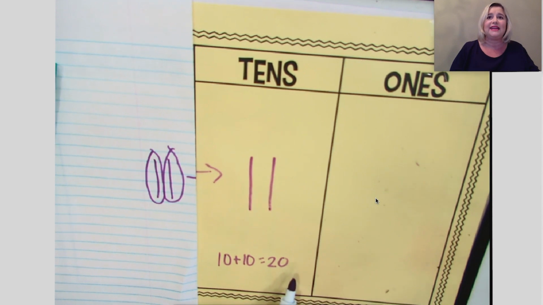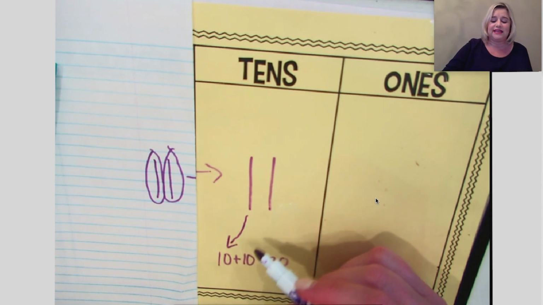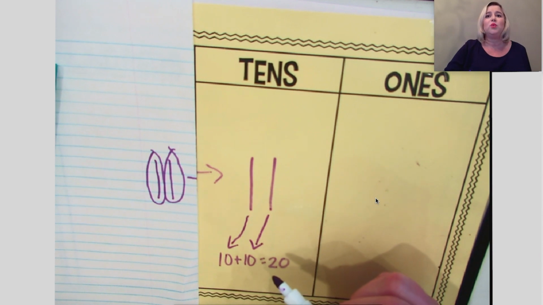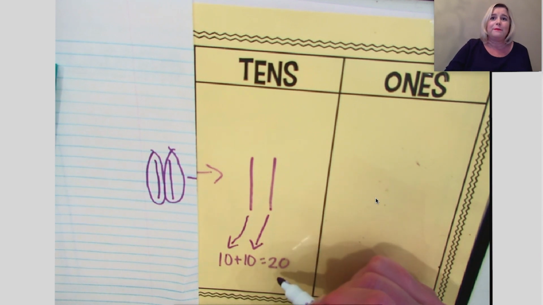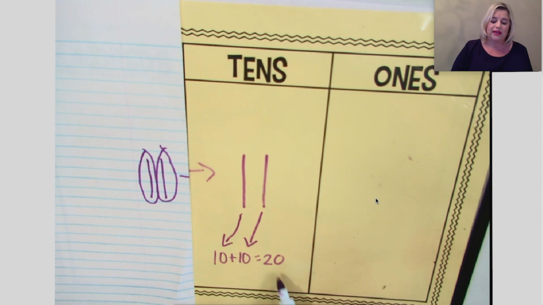The first add-in, 10, comes from the first rod here. The second add-in, 10, comes from the second rod here. The 20 is in the equation because 10 plus 10 is the same as 20. 10 plus 10 equals 20. We have written 20 in one way. Can you think of another way to write 20?